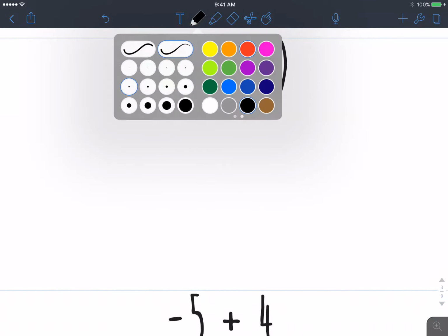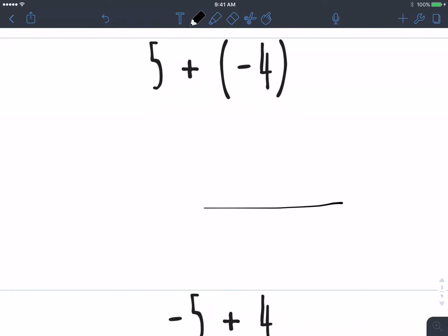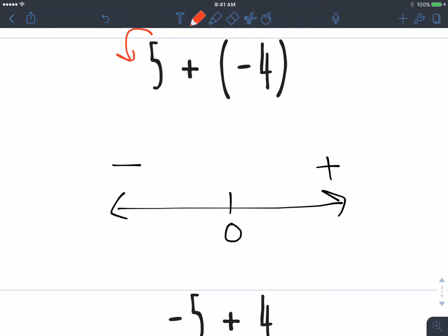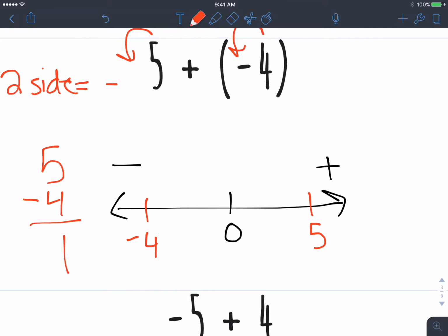Okay, let's take a look at another one here. So I'm going to start thinking about my line. I have my positives and my negatives. 5 is a positive. 4 is a negative. Looking to the future, it's a negative 4. So this time I have numbers on two sides of my 0. Just as a reminder, we're going to subtract those two numbers. So 5 minus 4 gives me 1.